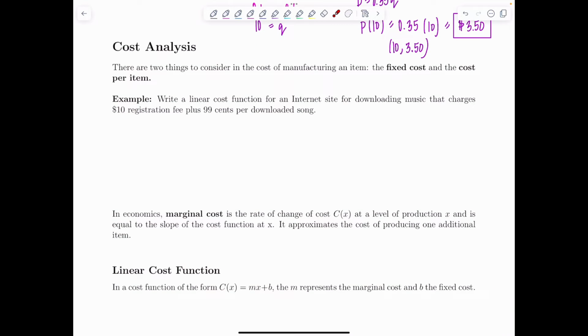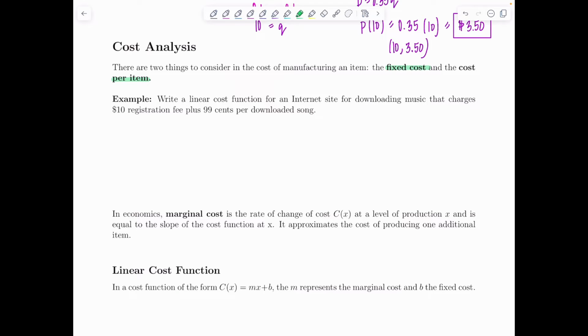Okay, so cost analysis. There are two things to consider in the cost of manufacturing an item. There's fixed costs and then there's costs per item. So if you think about it, like say you're setting up a manufacturing warehouse to make something, you have your fixed cost, which is kind of like your upfront one-time fee. And then there's the cost that's required per item, all your materials, your labor, etc. So there's two costs to consider.